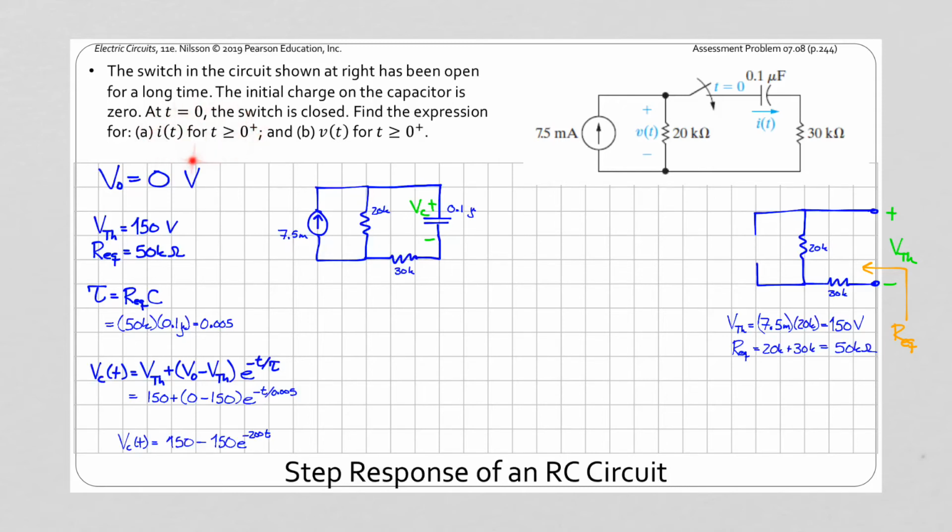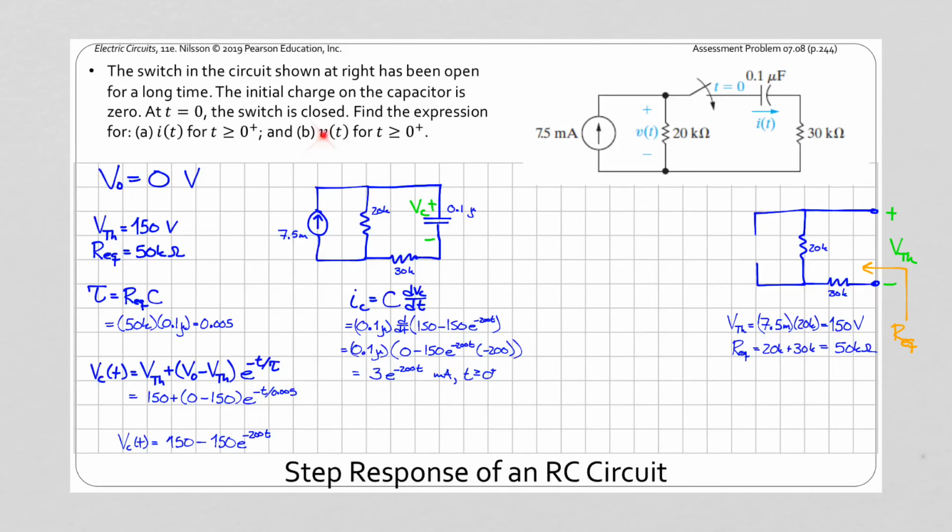Then we are asked for I of t, the current through the capacitor. Well, if we know the capacitor voltage, we can use that to find the capacitor current. This is the characteristic equation for the capacitor, and so we can plug in our known values to determine a function for the capacitor current. And so we're able to find the current as a function of time starting the instant after the switch closes.